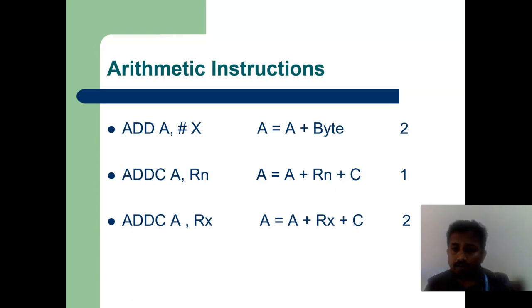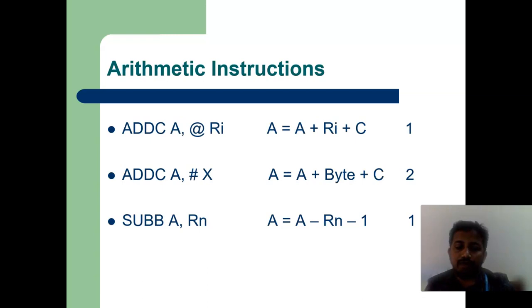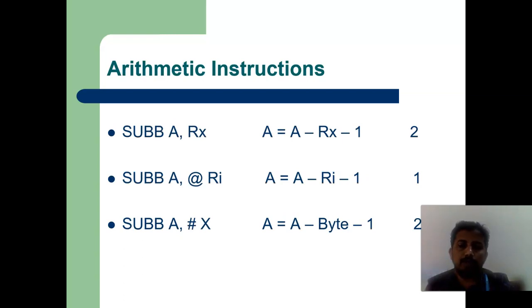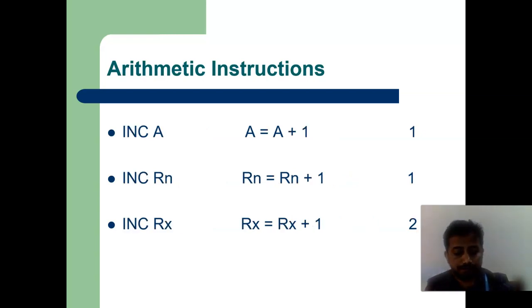And with carry, we are having ADDC, so it will include the carry also in the addition. Similarly, you are having the subtract instruction SUBB, where it will include the borrow also. Direct addressing can be taken. So for all these instructions, you can have either a register or a memory location or an immediate value. For addition, you are having two instructions: one is ADD, the other is add with carry. And for subtract, SUBB, only one instruction we are having.